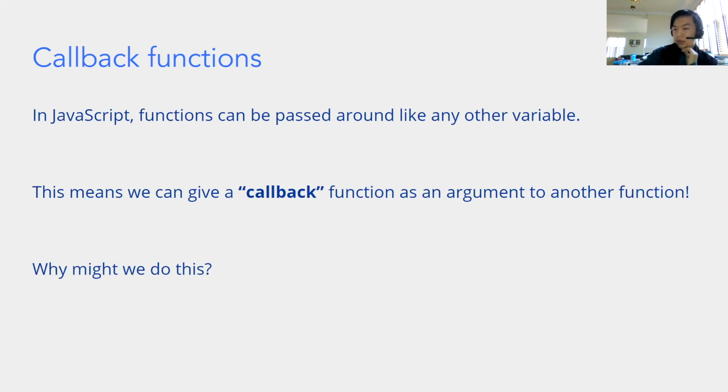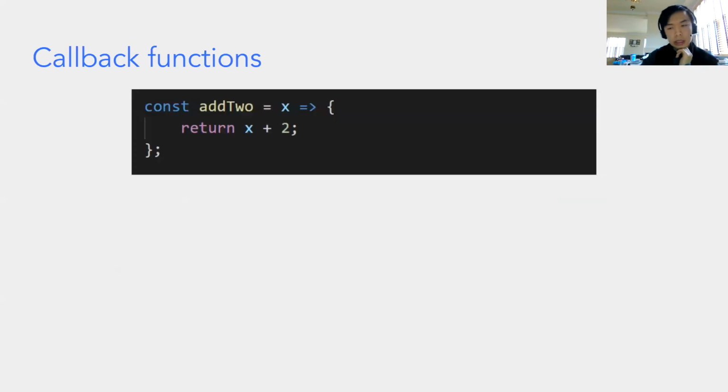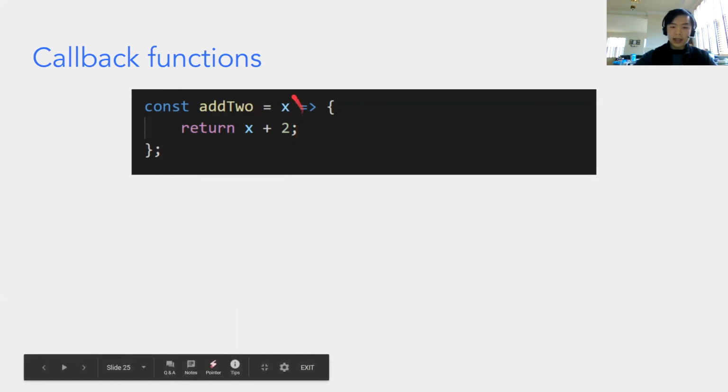Here's an example of how we might use such callback functions. First, we have this add to function. It's super simple. It does exactly what it sounds like. It takes in this input x, and then in the body, it returns x plus 2.